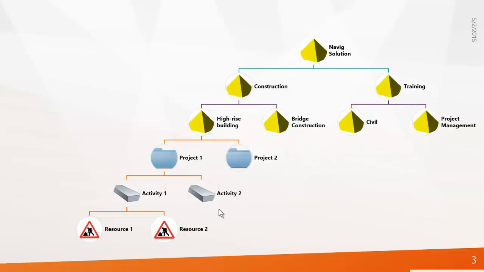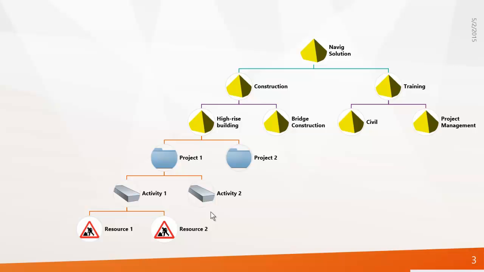Now let's see what these pools are. Look at this example. Here I have included EPS, project, activities and resources. Navic Solution is a company with two major departments called construction and training. Construction includes two departments called high-rise building and bridge construction. Let's imagine that currently there are two ongoing projects, project 1 and project 2, under high-rise building. Project 1 contains two major activities and activity 1 needs two resources to work on it. So this is a sample structure that can be created in Primavera. I hope you understood this structure.